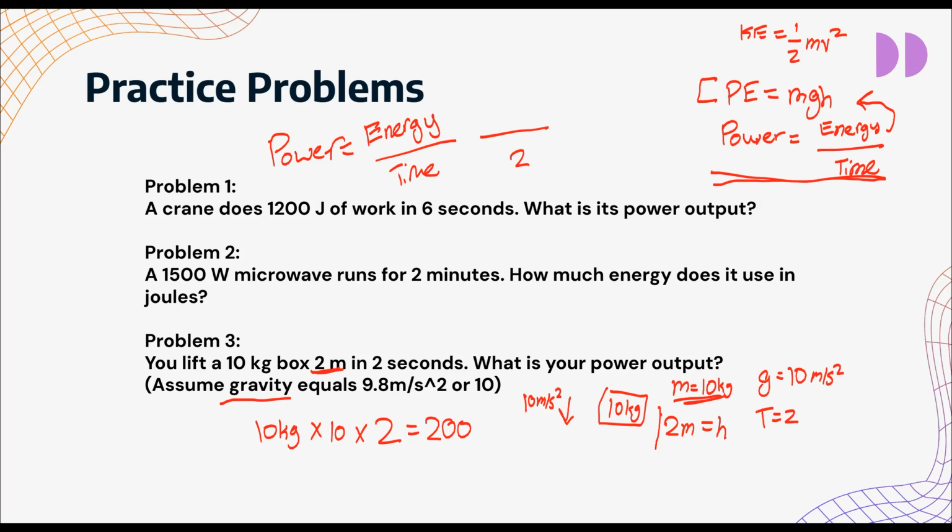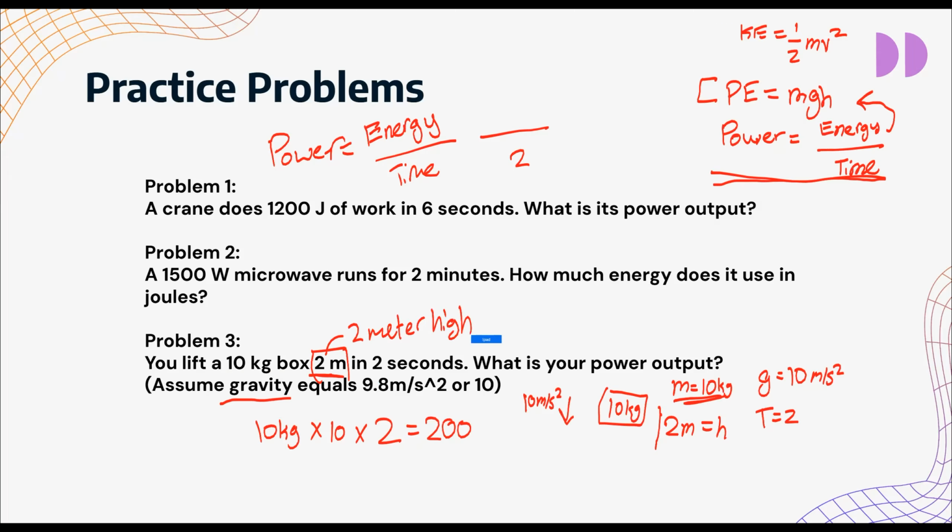Where did the height come from? It was given to us. Yeah, the height's given, right. It says you lift a 10 kilogram box 2 meters high, just to clarify. But it says whenever you see 2m, you're just gonna assume it's 2 meters. So this is just equal to 2 meters high.